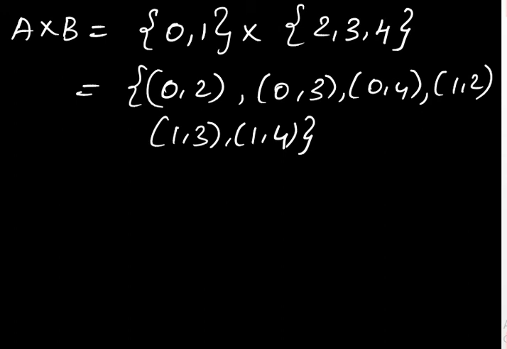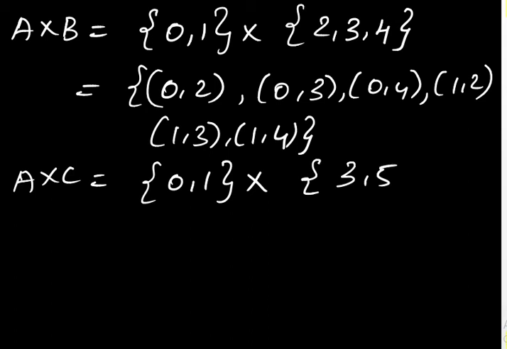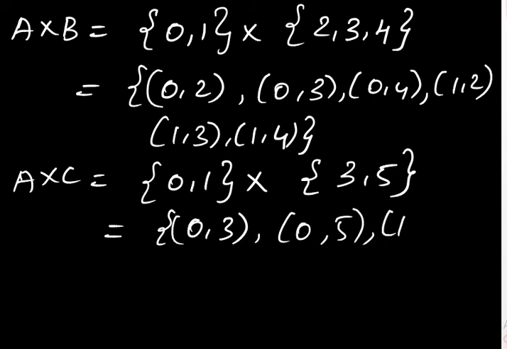So after finding A cross B, find A cross C. Write the A value, that is the set of 0 comma 1, and the C value, the set of 3 comma 5. Writing in ordered pairs, we'll get 0 comma 3, 0 comma 5, 1 comma 3 and 1 comma 5.